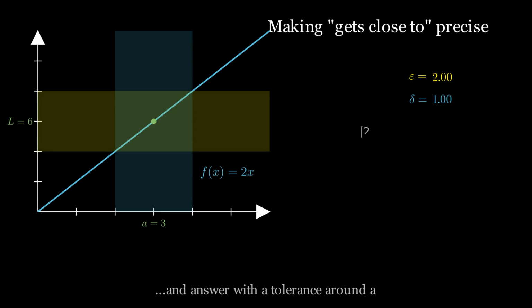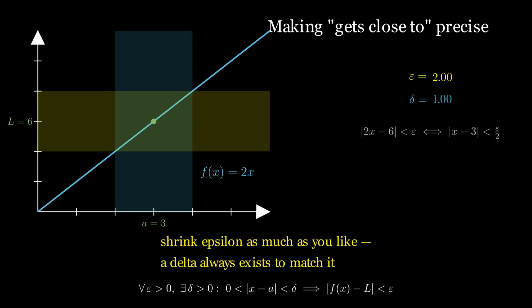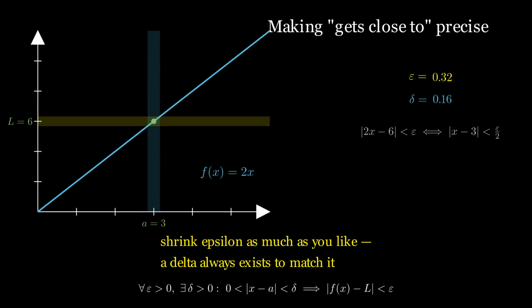For this function I can always do it, and I can even tell you how. |2x minus 6| is less than epsilon exactly when |x minus 3| is less than epsilon over 2. So delta equals epsilon over 2. Whatever you pick, I have it, and I win. That's the definition. For every epsilon greater than 0, there exists a delta greater than 0, such that whenever x is within delta of a, but not equal to a, f of x is within epsilon of L. Watch what that means: shrink epsilon as much as you like, and a matching delta is always there. The bands close in on the point together, and they never fail.